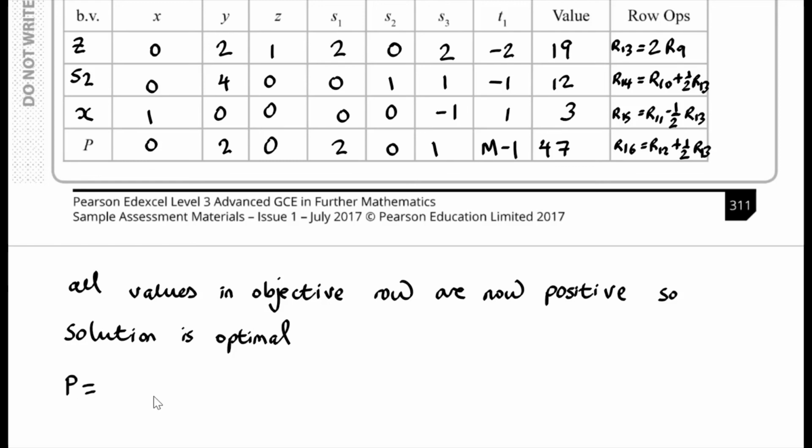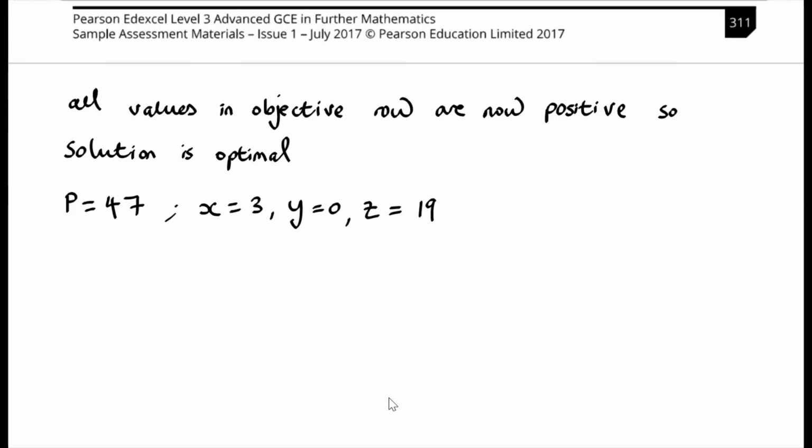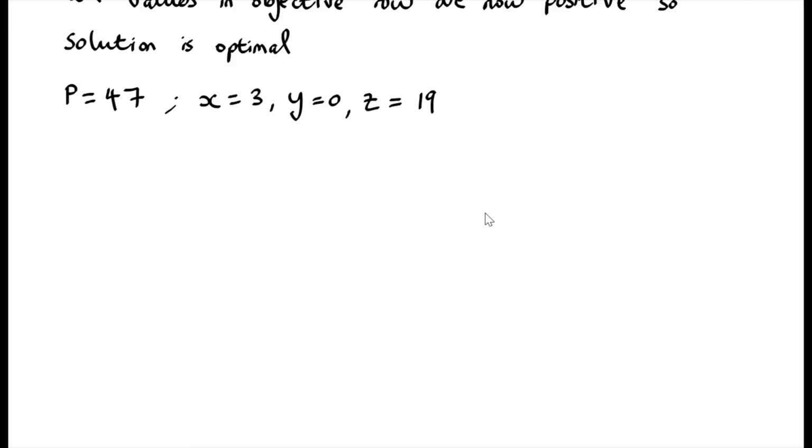if we work out the value of p is 47. If we work out the value of x is 3. We have no y value in the basic variable column, so y is equal to 0. And z is equal to 19. Okay, so that concludes the end of this paper.